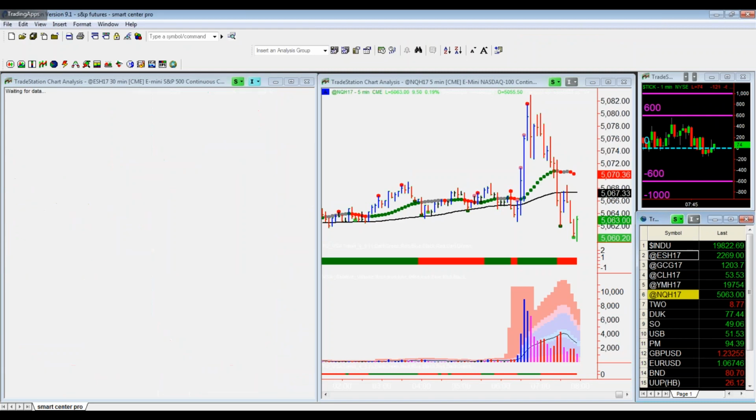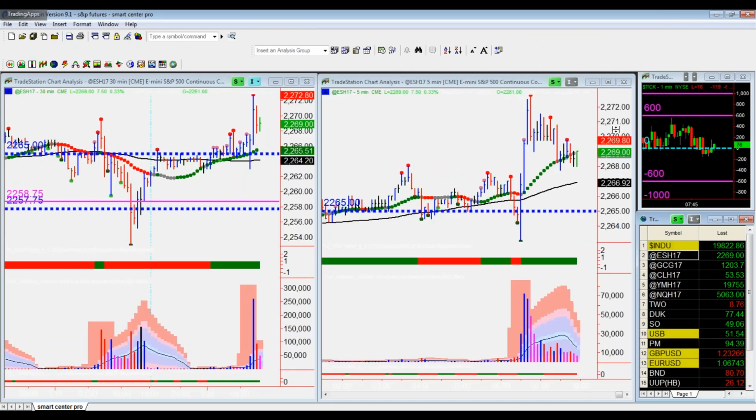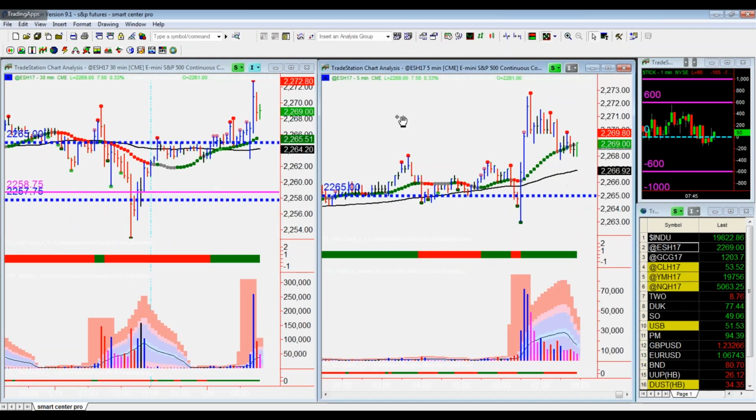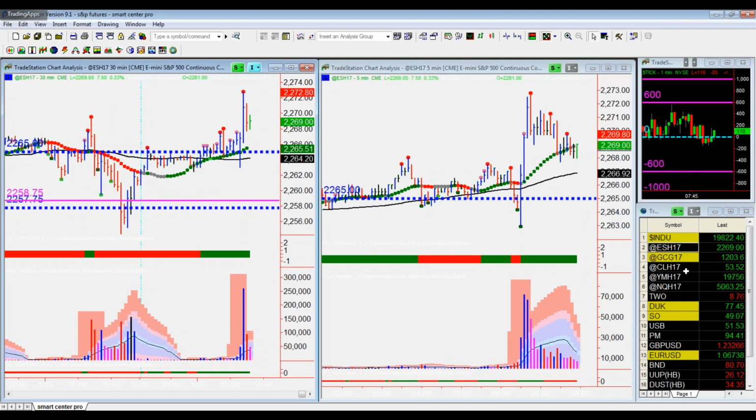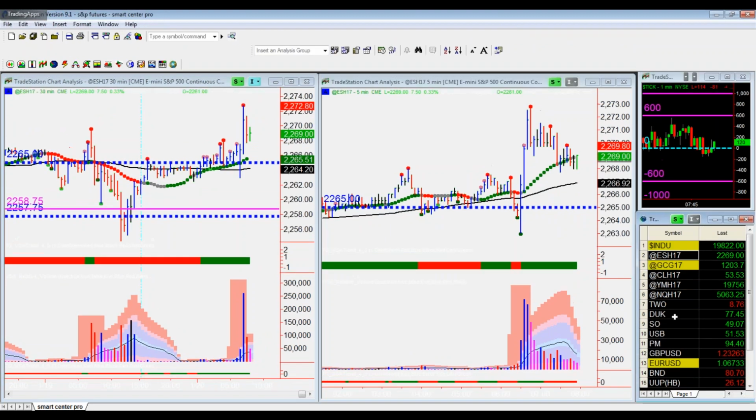The elections were a nice time to trade. Election day, overnight. It's got a holding pattern here on the S&Ps.